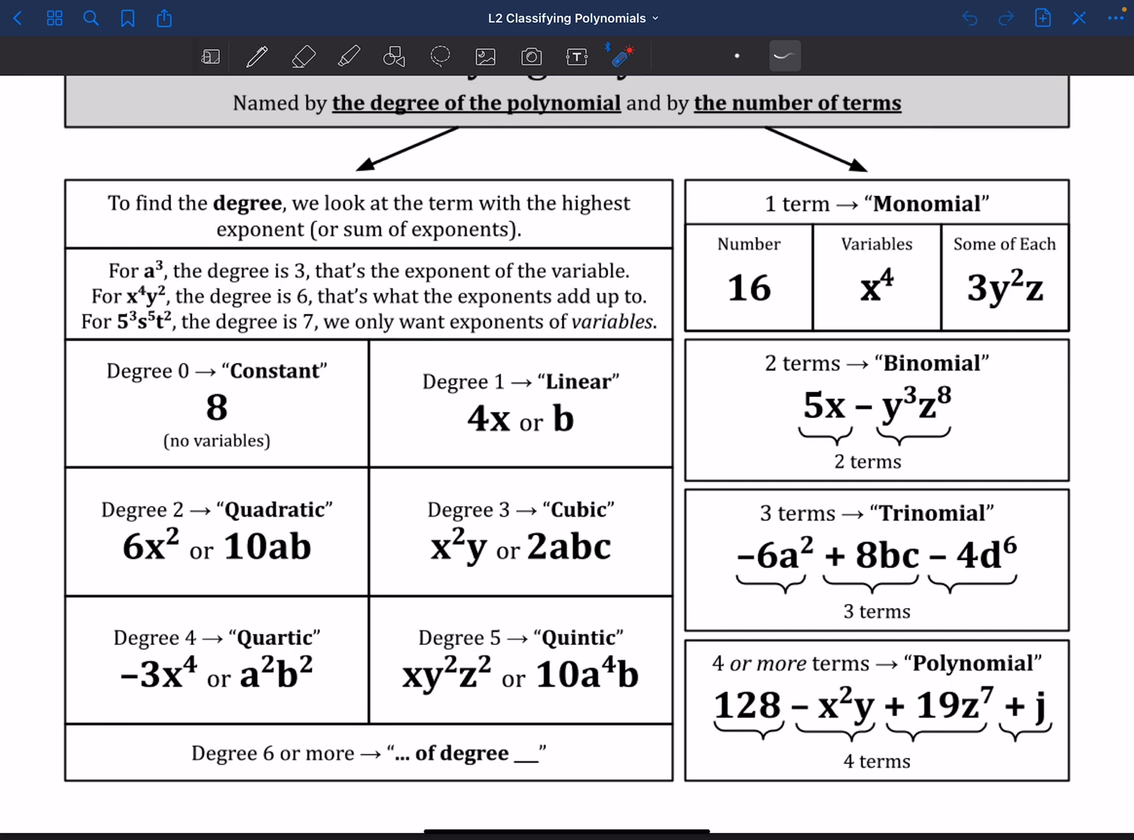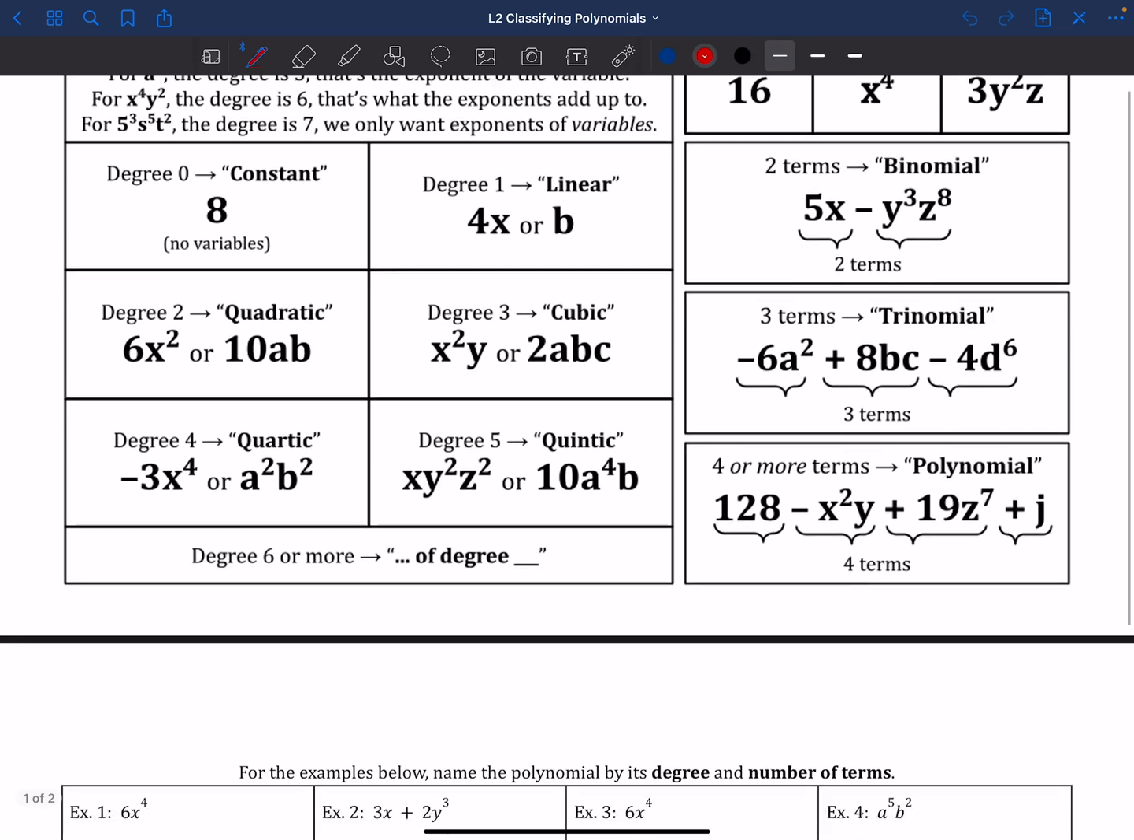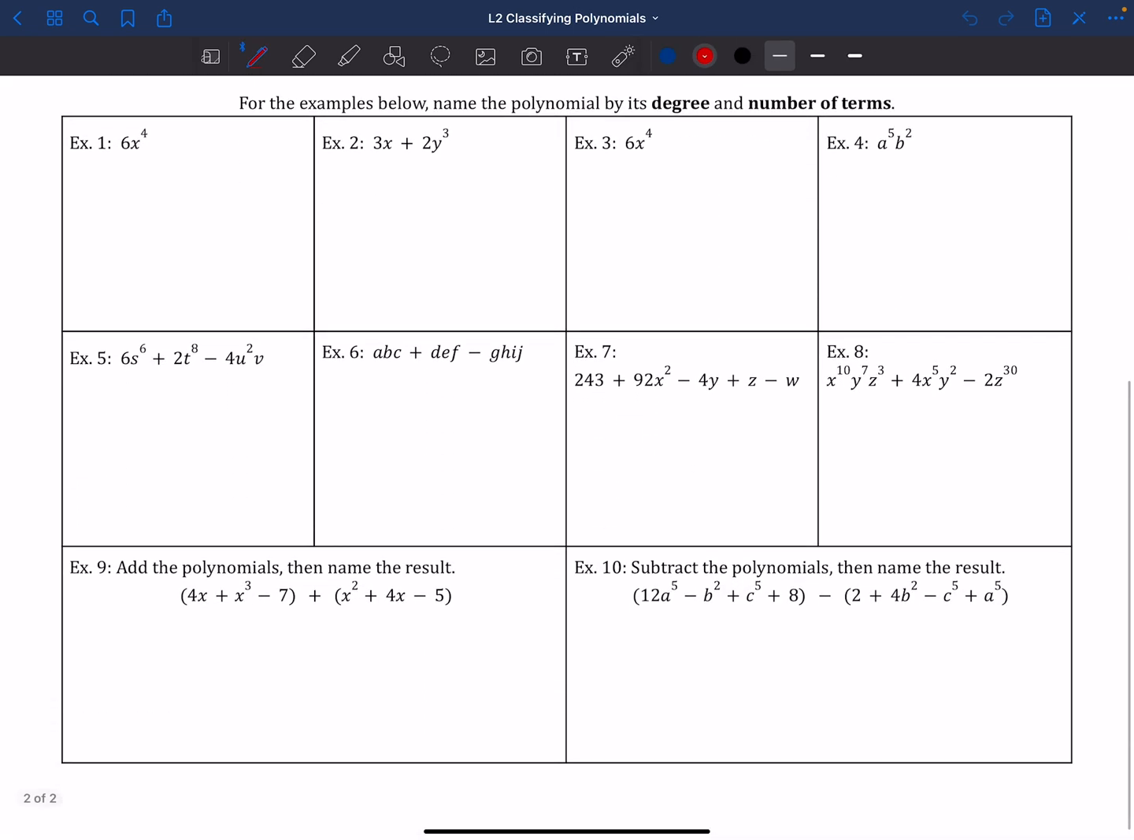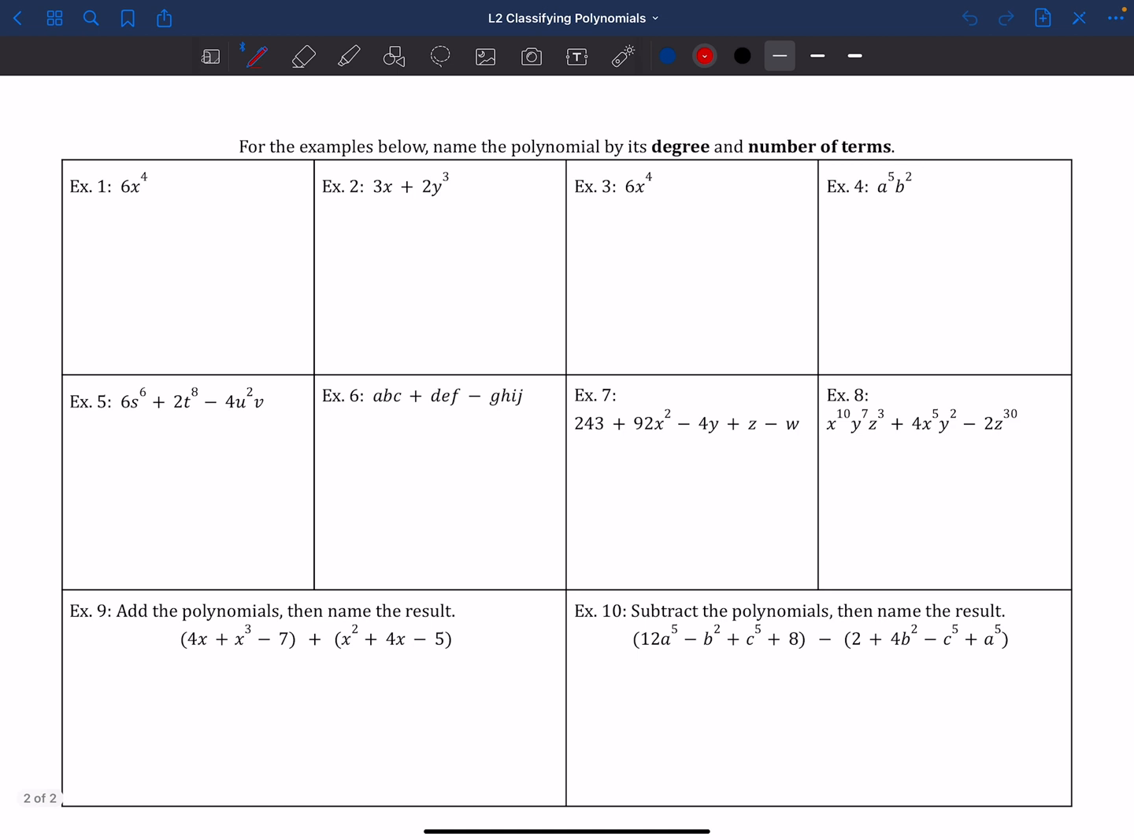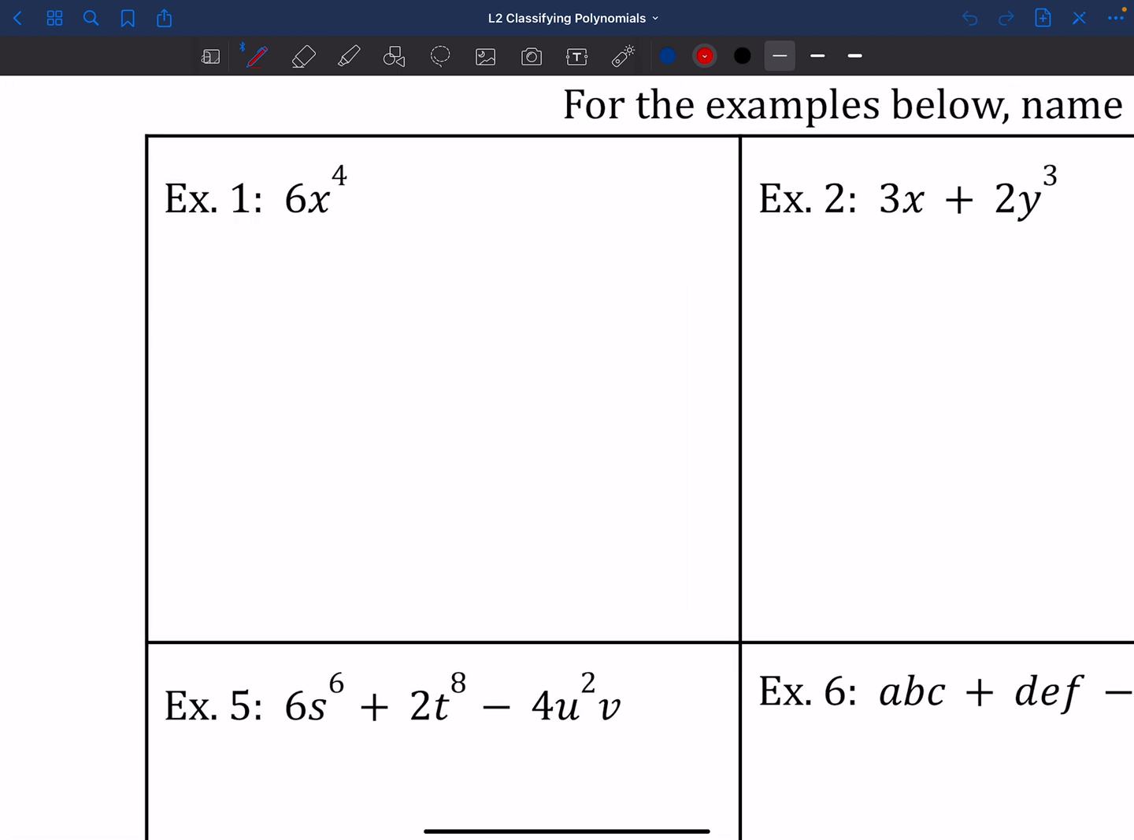So let's take a look at a couple examples together, right? I'm not going to go through every single one that's on the back. I'm going to leave some up to you, but we'll talk through a couple just to see where we're at. So let's start with number 1. If I'm looking at number 1, we've got 6x to the 4th, right? So think first about how many terms it has and what's the degree. Let's start with the degree. If I'm trying to figure out the degree of this thing, I'm looking at the exponents of the variables, right? This has just got one variable, and it's got a 4th power on it. So the degree is 4, right?